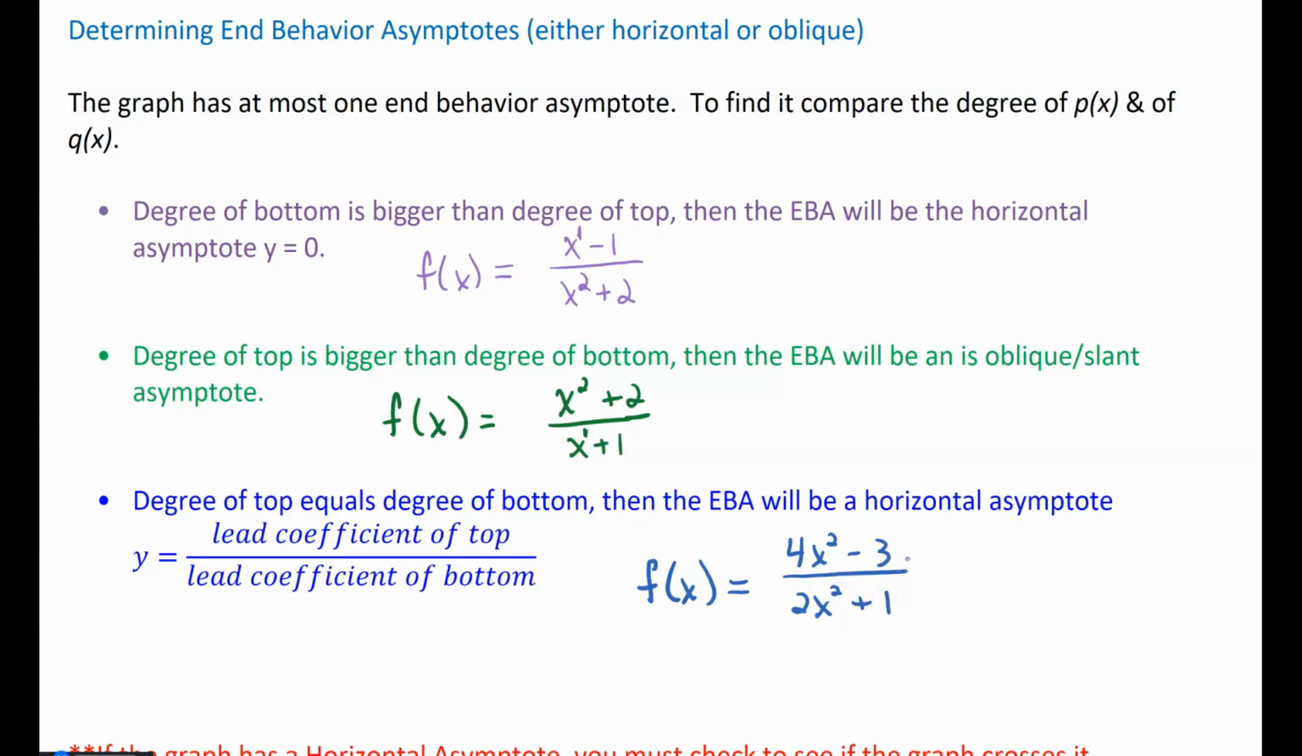Again, I have a degree 2 in the numerator and a degree 2 in the denominator, so the exponents are the same. We're going to take the coefficients of the lead terms. The lead term here is a 4, and the lead term here is a 2. 4 divided by 2 is 2. Therefore, this function has a horizontal asymptote at y equals 2.